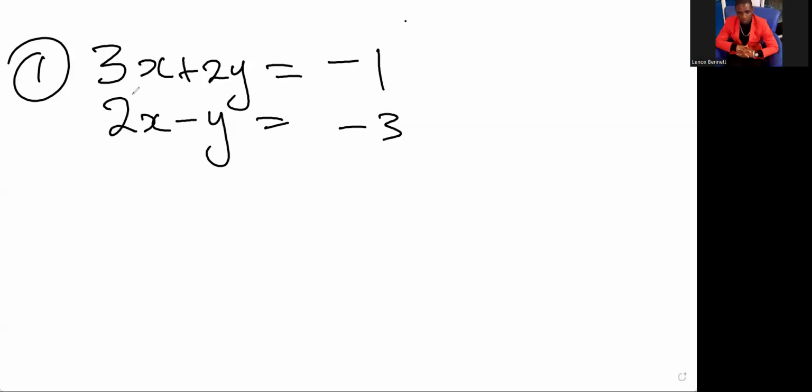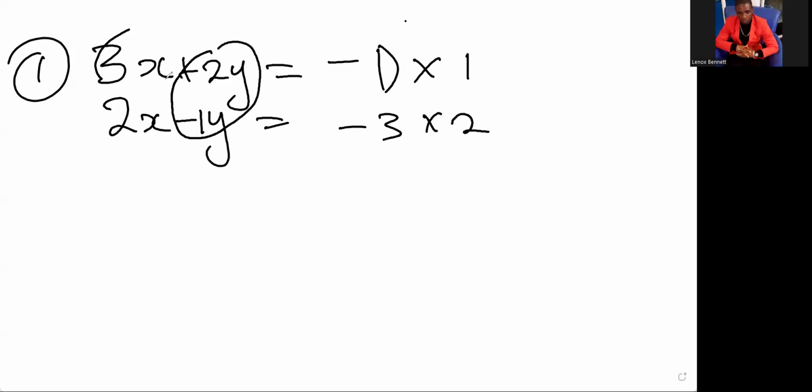So guys, we have 3x plus 2y equals minus 1 and 2x minus y equals minus 3. If you look, none of the coefficients are the same, so we can multiply and bring it. To get rid of y, since the numbers are smaller, we are going to multiply equation 1 by 1 and equation 2 by 2. That way, when we multiply, we're going to get 2y in front of both of them.